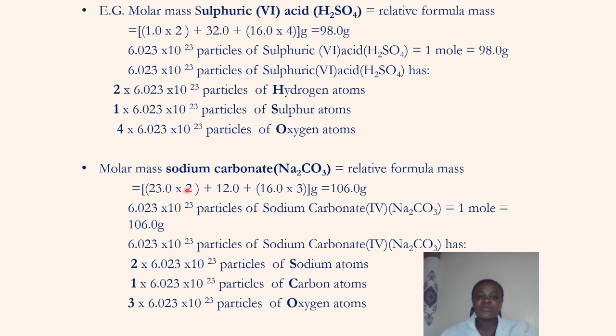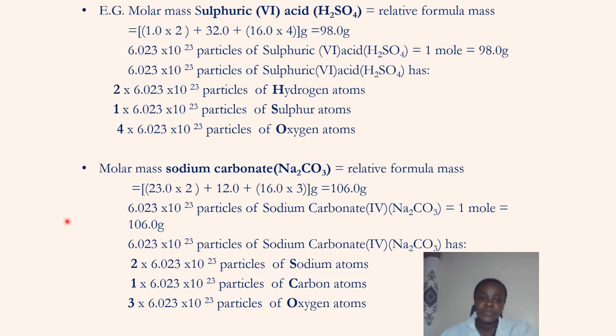If you want to look at sodium carbonate, this is its formula. We have 2 sodium, 1 carbon, and 3 oxygen atoms. So for its relative formula mass, we add the masses of the atoms: 23 times 2 plus 12 plus 16 times 3 gives us 106 grams.